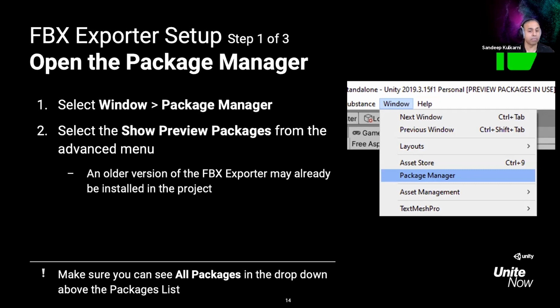Make sure you can see all packages in the drop down about the packages list. And if you still can't see it, like Stephen mentioned, just scroll down, and it should be alphabetical. It should be under F over there. Yeah, cool. So this is a pretty simple step. I think people should have got it by now. Let's switch to the next one.